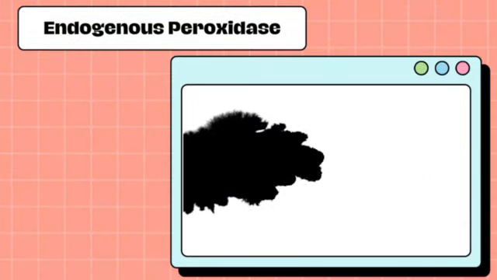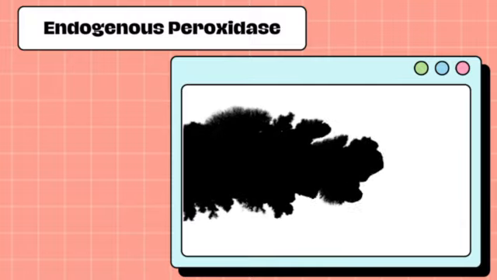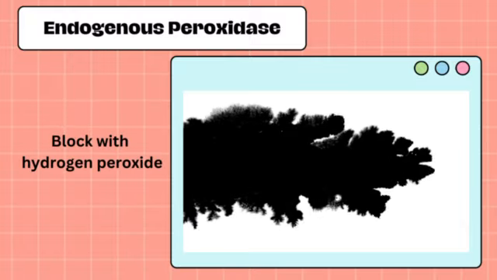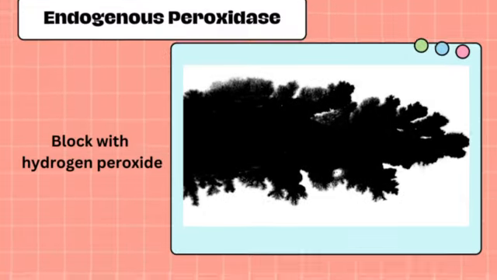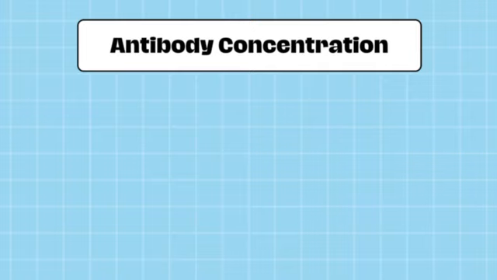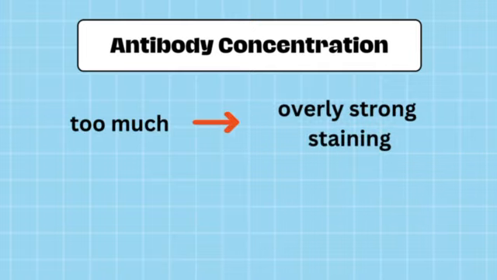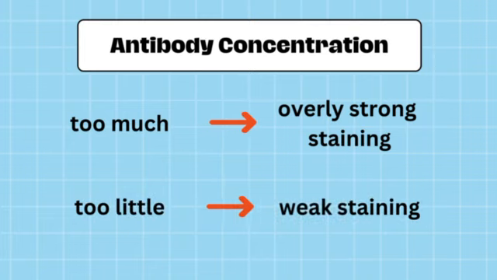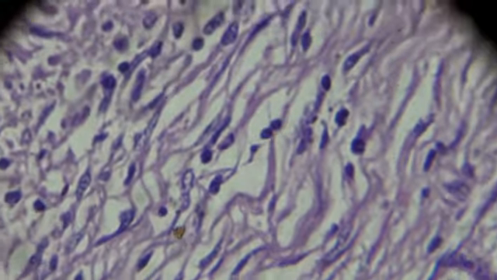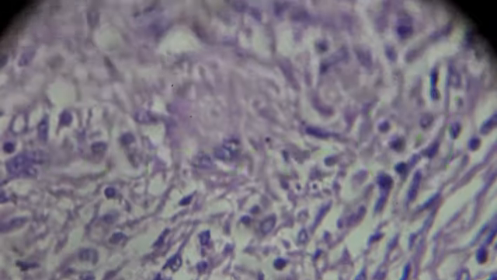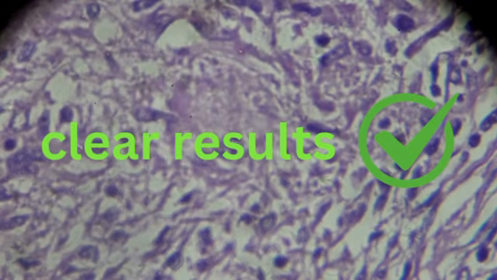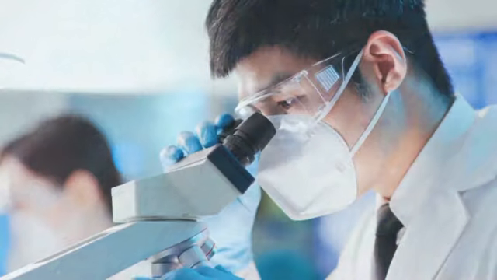Handling endogenous peroxidase is another critical point. This enzyme can cause overstaining if not properly blocked with hydrogen peroxide, as it reacts with the staining reagents. Finally, when it comes to antibodies, concentration is paramount. Using too much can lead to overly strong staining, masking the nuances of antigen distribution. Conversely, too little may result in faint staining, where your targets remain hidden. Selecting the right antibody and adjusting its concentration based on the tissue and antigen of interest are essential for clear, interpretable results.